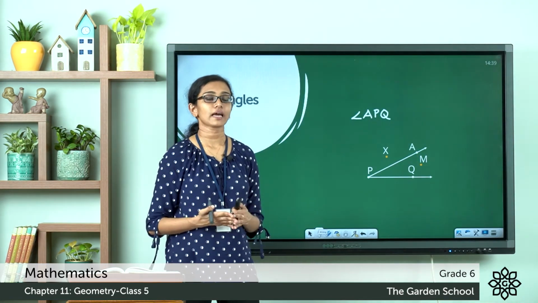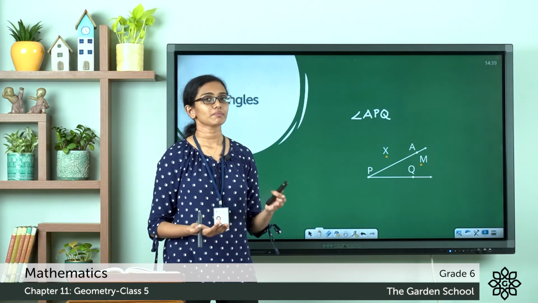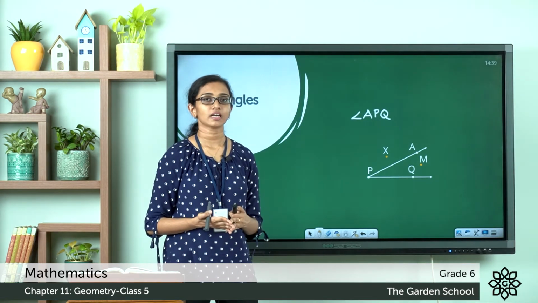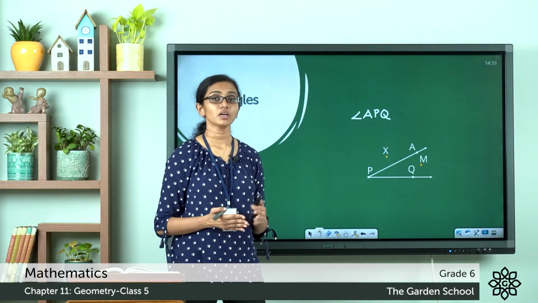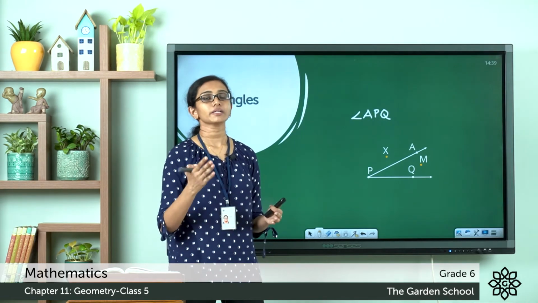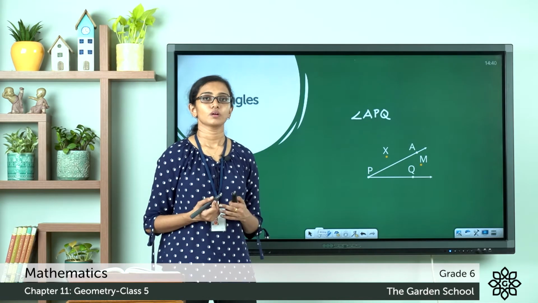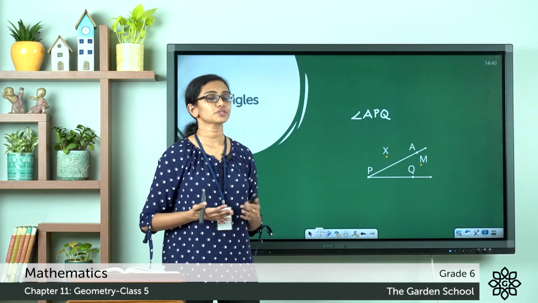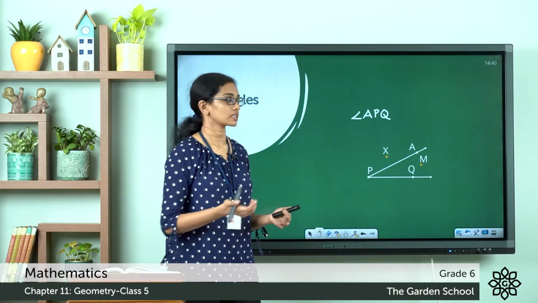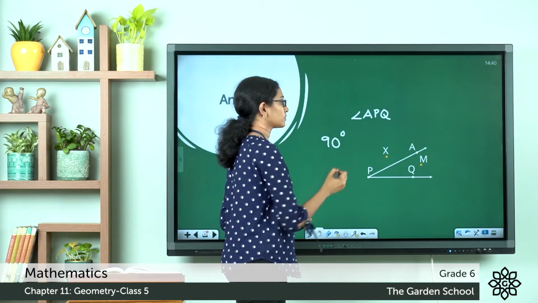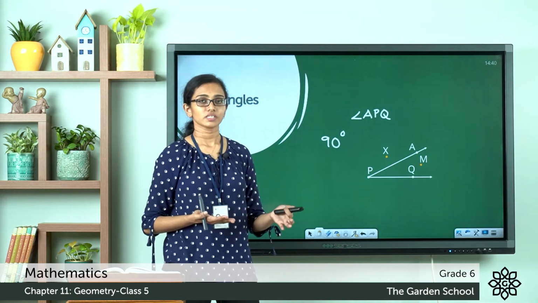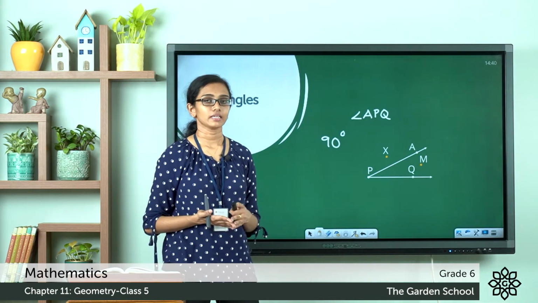So how do we measure an angle? An angle can be measured using a protractor, and it is measured in terms of degrees, represented by a small circle which is written to the top right of the measurement of the angle. For example, if an angle measures 90 degrees, how do we write it? First we write 90 and to the top right we put a small circle. So this means the given angle measures 90 degrees.